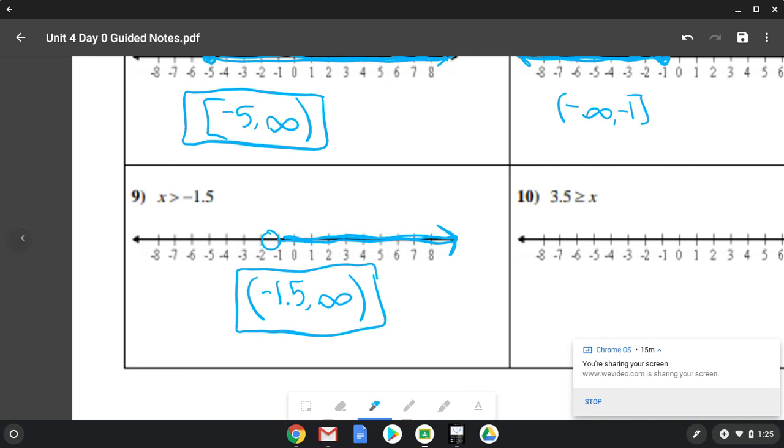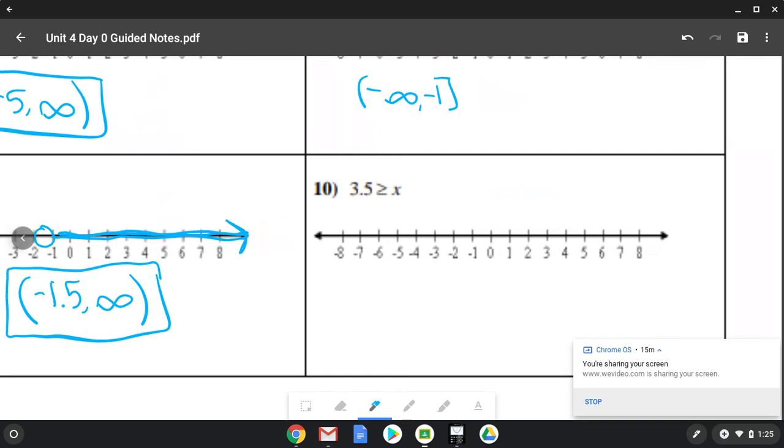Then for the last one, 10, we're going to flip this around. So instead of a greater than, we'll have a less than sign when we flip it. So we go to 3.5, which is somewhere in here. It's equal to, so I'm going to color it in as well, closed circle. We have an arrow pointing to the left, so that's the way that we're going to shade. So now we have negative infinity to 3.5. So that would be our answer.